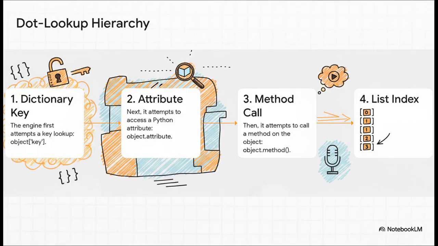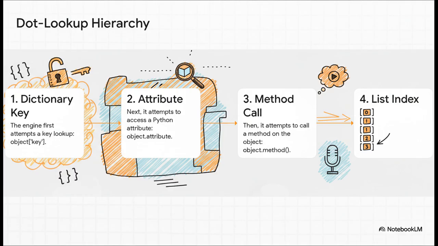Okay, but when you write something like user.profile.name, how does Django actually know what that means? It doesn't just guess. It follows a very strict order to find the right piece of data. First, it checks if it's a dictionary key. If not, it checks if it's an object attribute. Still no luck? It'll try to call it as a method. And as a final fallback, it'll check if it's a list index.